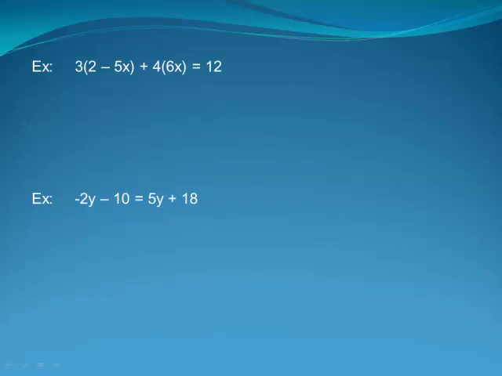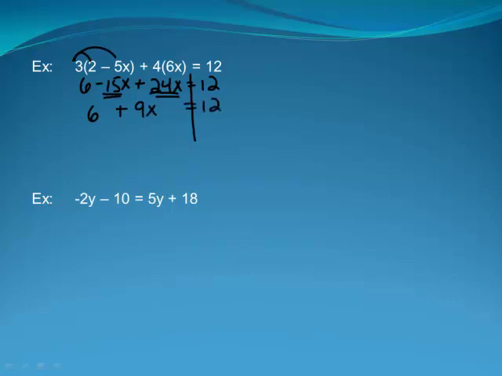Another couple of examples. 3 times the quantity 2 minus 5x plus 4 times 6x equals 12. Distribute your 3. 3 times 2 is 6. 3 times minus 5x is minus 15x. Plus 4 times 6x is 24x. And that's equal to 12. Combine like terms if they're on the same side of the equal sign. So we've got 6 and then minus 15x and a positive 24x is a positive 9x after you combine them.